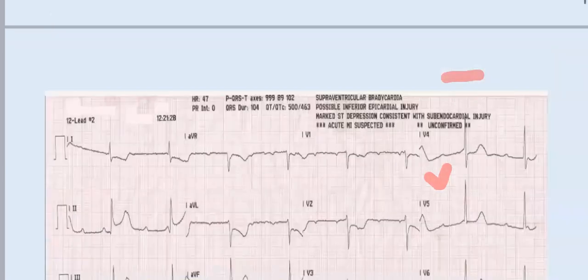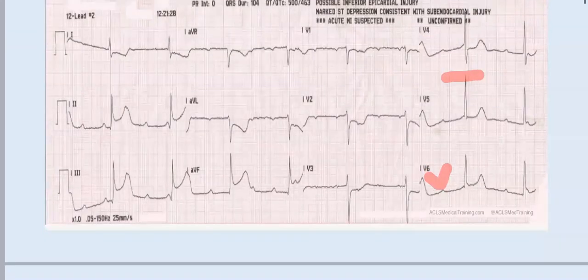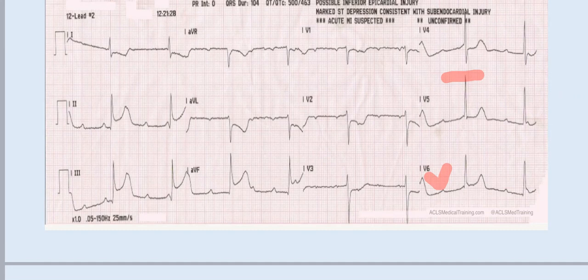Again, here I have ST segment elevation inferiorly and I have a block. What is this type of block here? What block do I have here? This is complete heart block. Yeah, this is complete heart block. Exactly. So inferior wall MI with complete heart block.